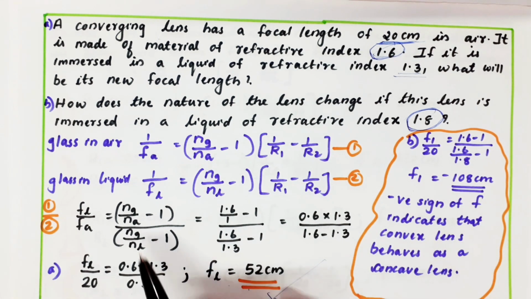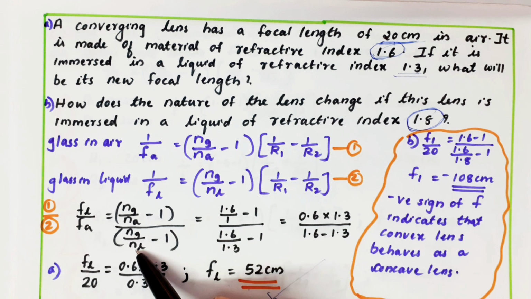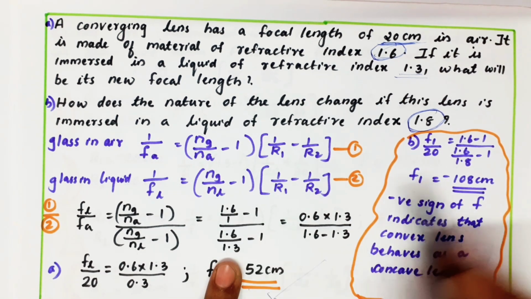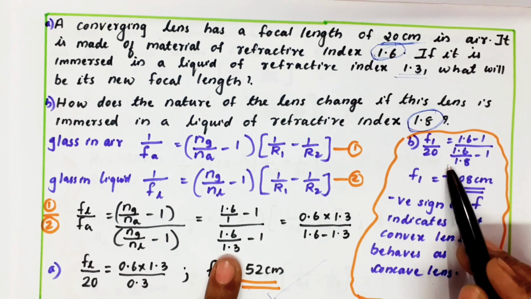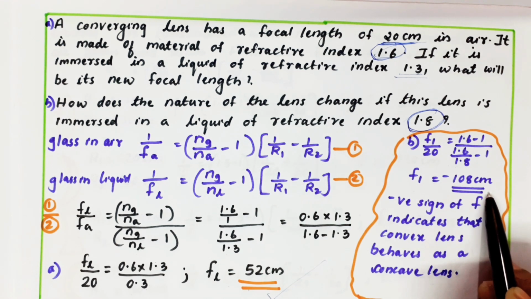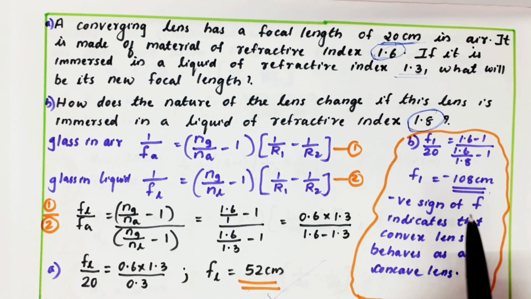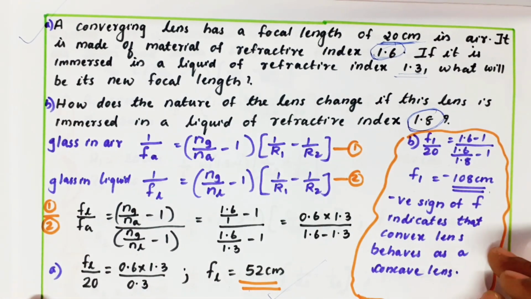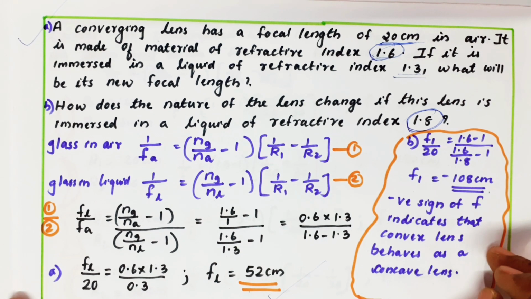Here what I showed is the same equation. Instead of this Nl 1.3, I substituted with 1.8. Same equation, 1.6 minus 1 by 1.6 by 1.8 minus 1, you will get the focal length. But I'm telling you, you will get an idea about the answer. The answer should come in negative because convex lens focal length is positive. When it shows a diverging nature, its focal length should come in negative. This is a very important question.